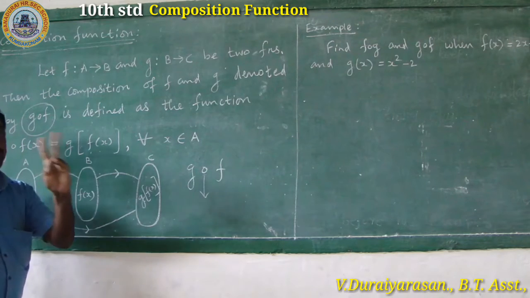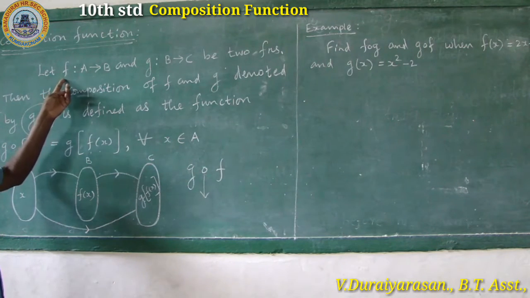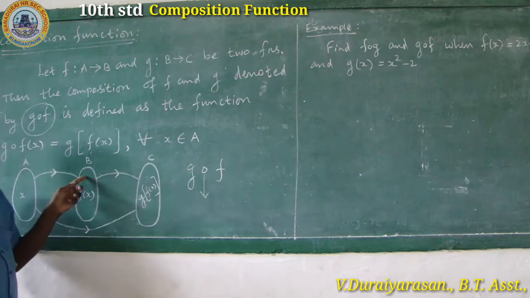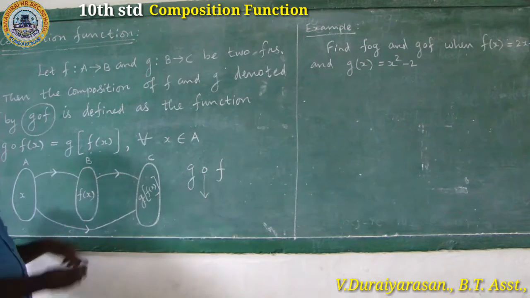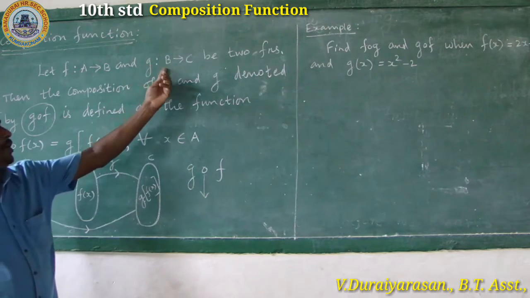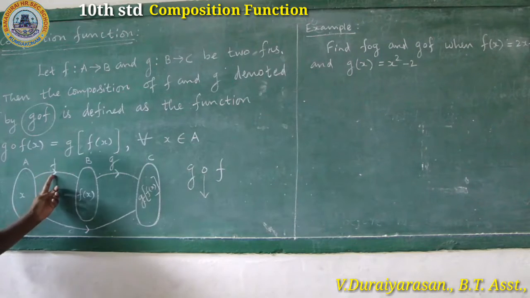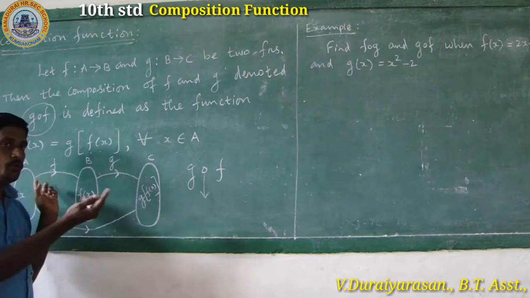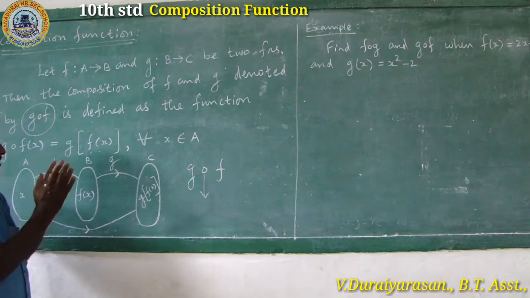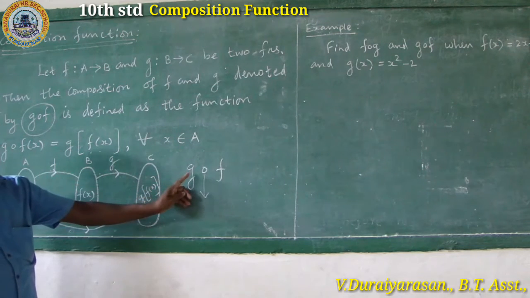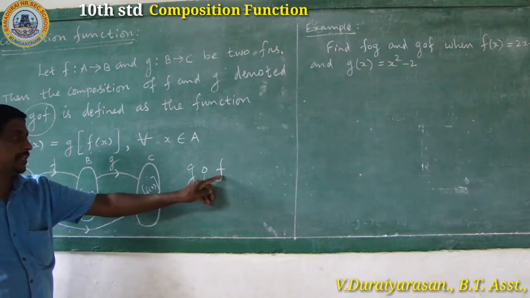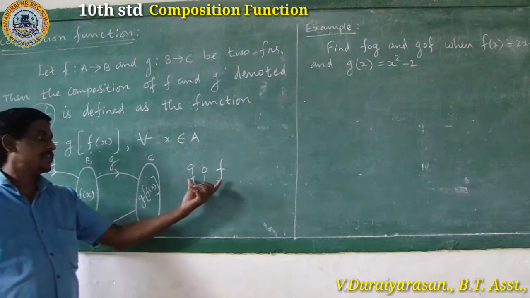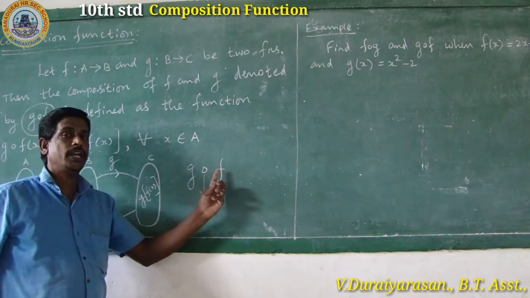Let us consider two functions, f and g. A function f from A to B, and another function g from B to C. The first function f is from A to B, another function g is from B to C. The composition of the two functions, when we connect them, is denoted by g composite f.